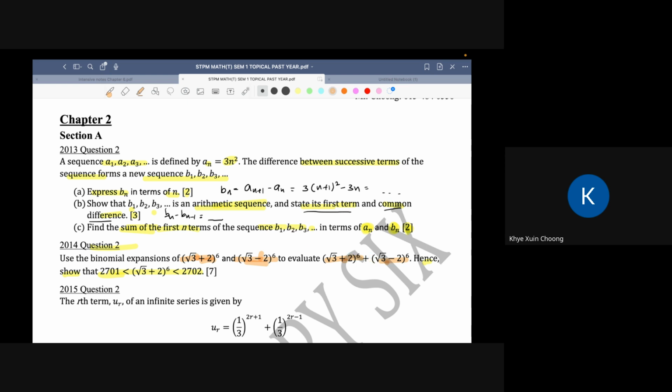Okay, so actually you should be able to do until here. Can show that this part. Okay, so try to think of it first. If you actually have no idea how to do this, then just skip to the next question.